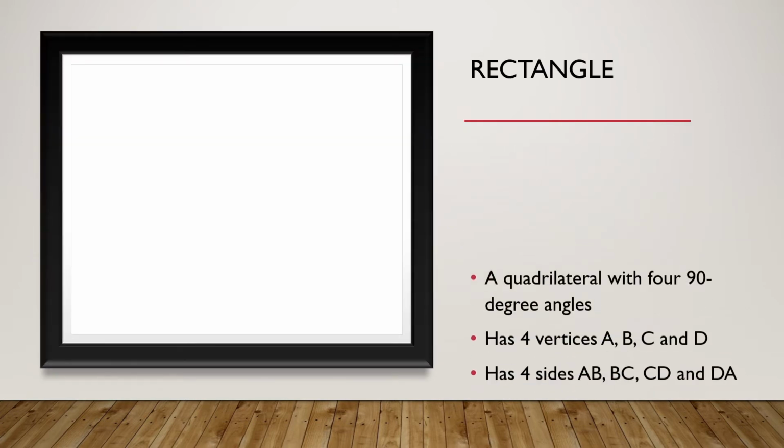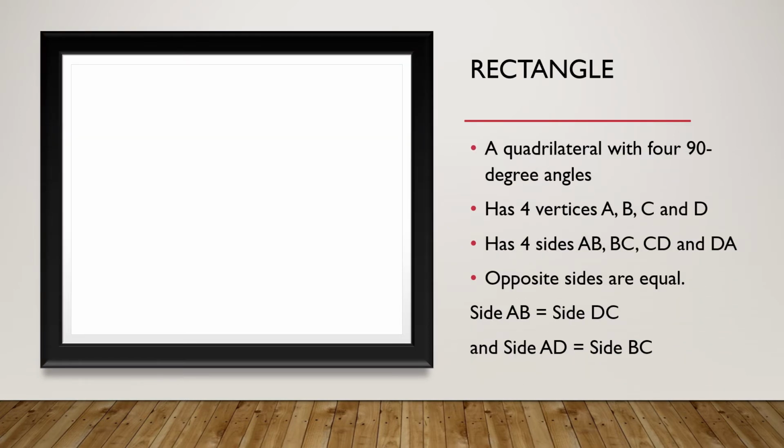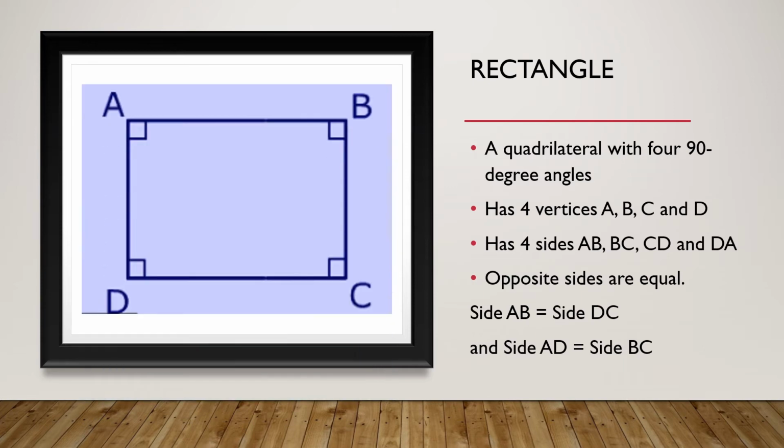Coming to rectangle, a quadrilateral with four 90-degree angles. It has four vertices A, B, C and D. You can see all of them are 90-degree angled. And it has four sides AB, BC, CD and DA. Opposite sides are equal. Side AB is equal to side DA and side AD is equal to side BC.